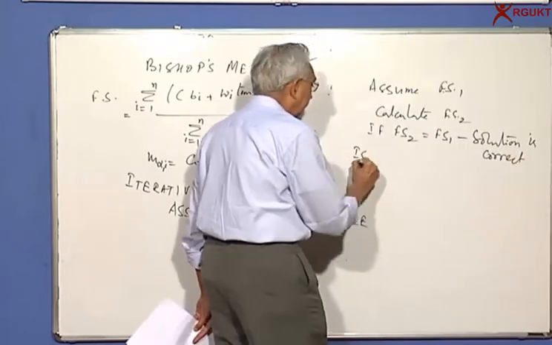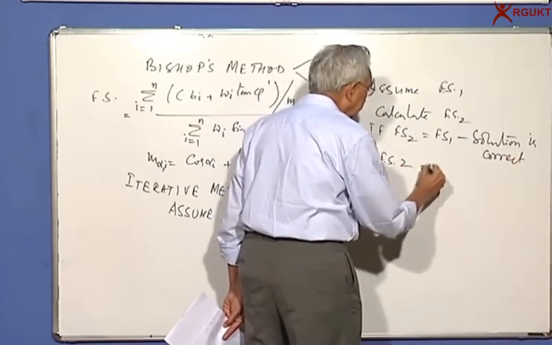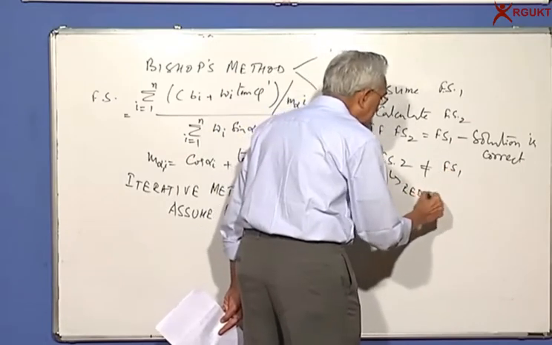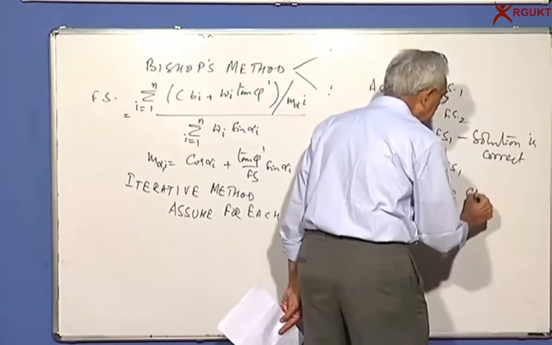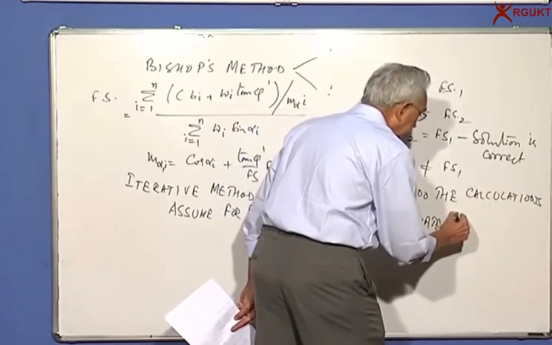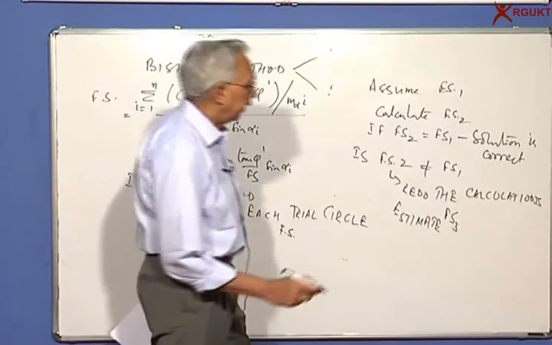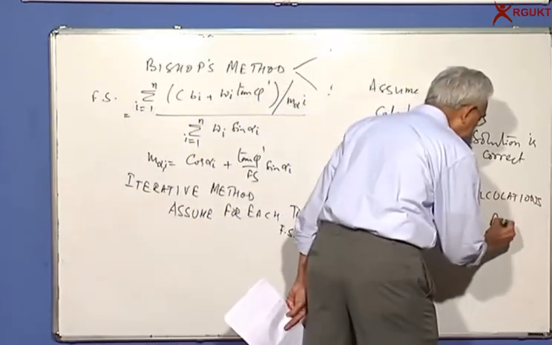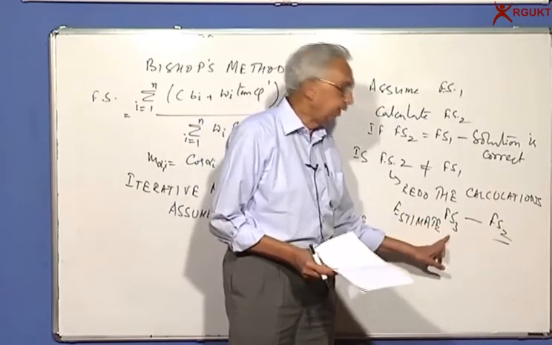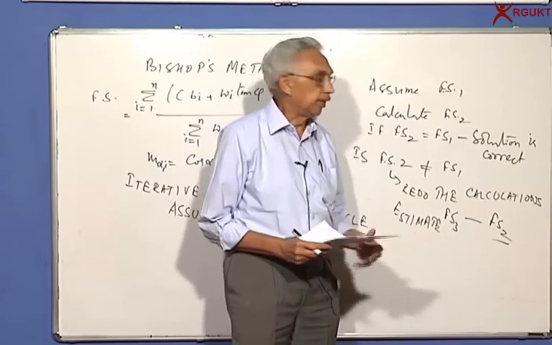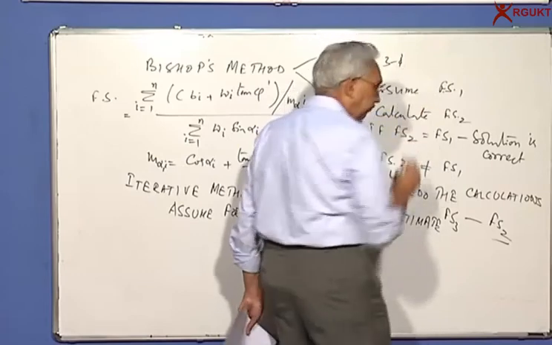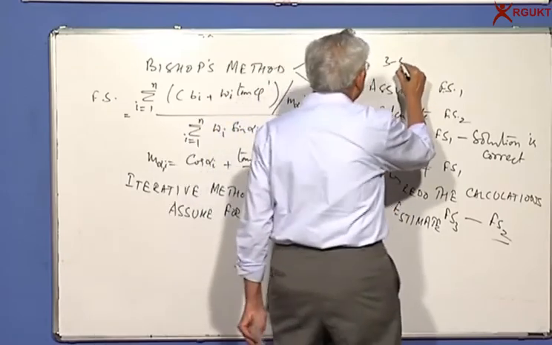If Fs2 is not equal to Fs1, then redo the calculations and estimate Fs3. Again, compare Fs3 with Fs2 now. If they are equal, the solution has converged. Otherwise, again go back with Fs3. Usually it takes about 3 to 5 iterations.